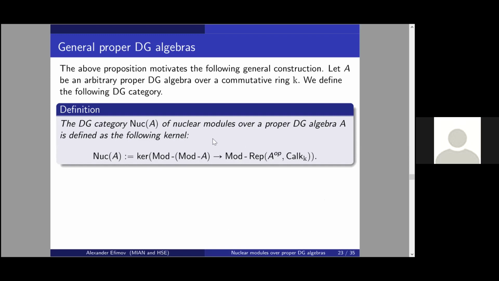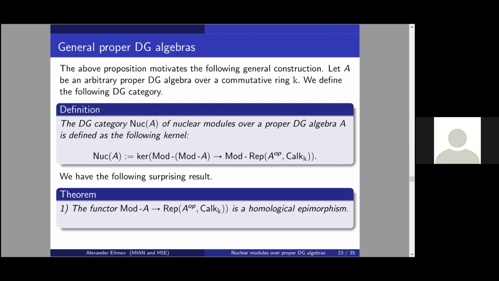Okay, this looks like some strange definition, but there is the following very surprising result: this functor from A modules to representations of A opposite in the Kalkin category is a homological epimorphism. When I was thinking about such constructions some time ago, like 5 years ago, I think, I didn't even consider such a possibility because I thought it just doesn't make sense at all. But it turns out that this is indeed the case, and this is the case for an arbitrary proper algebra.